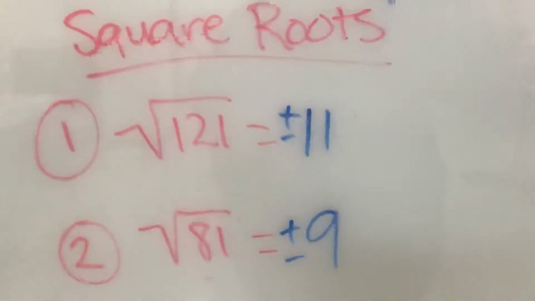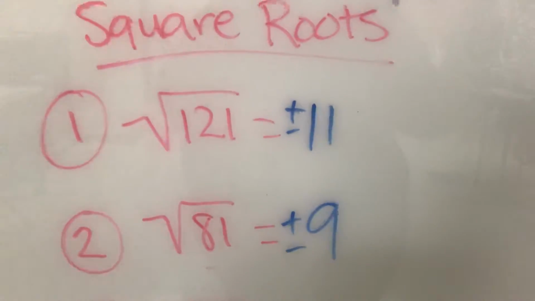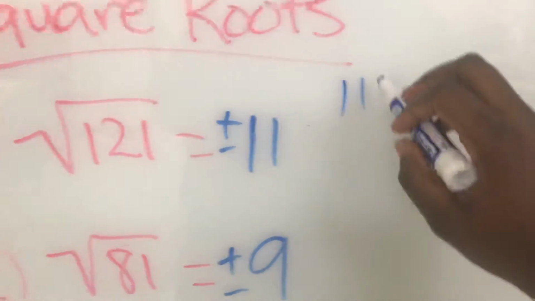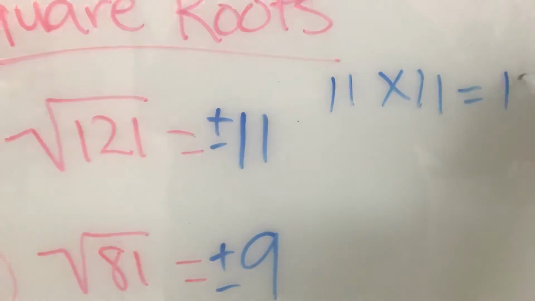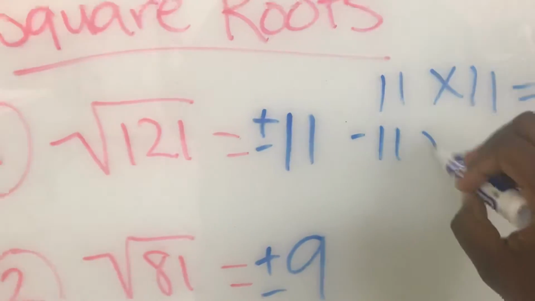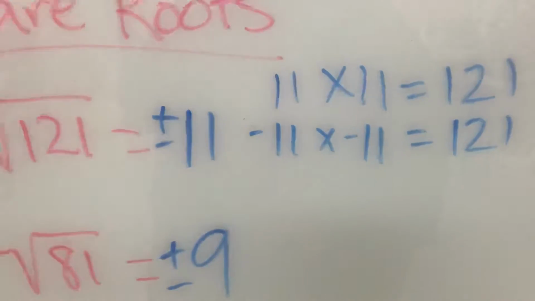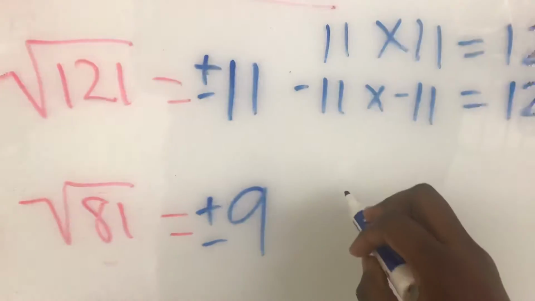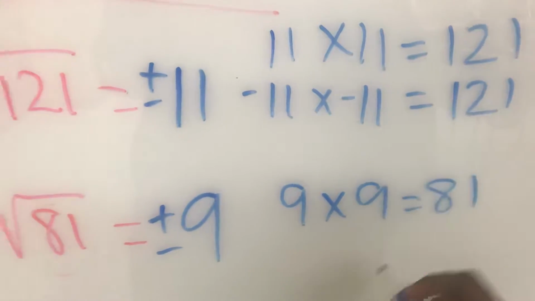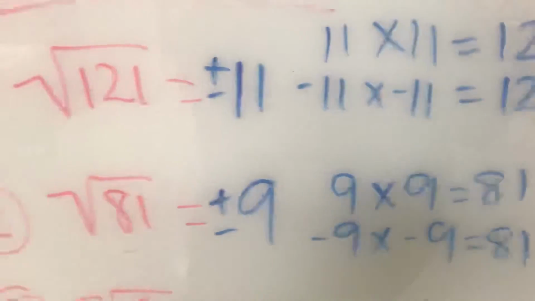Now, some of you are going to wonder, well, what does she mean plus or minus 11, plus or minus 9? Basically, this means that it equals positive 11 because positive 11 times 11 equals 121, but it also equals negative 11 because negative 11 times negative 11 is going to give you a positive 121. And it's the same with this as well. Positive 9 times positive 9 equals 81. Also, negative 9 times negative 9 equals positive 81. Okay.